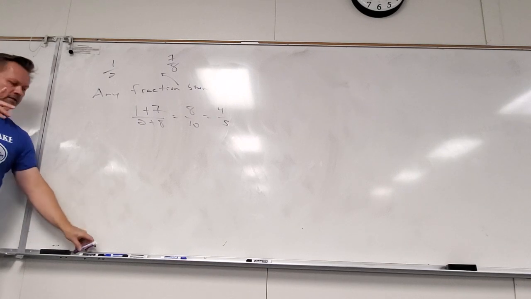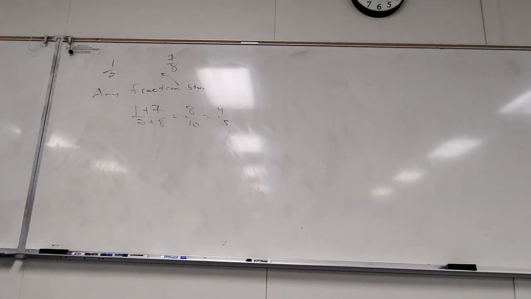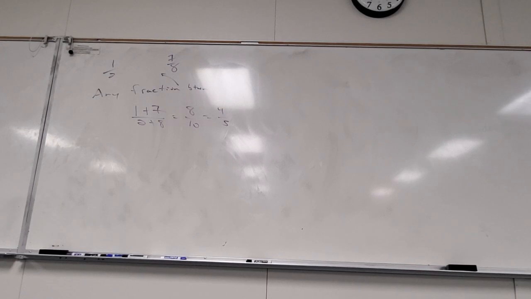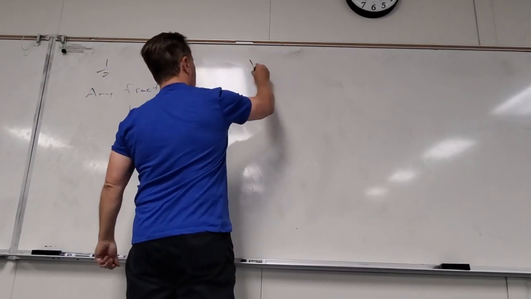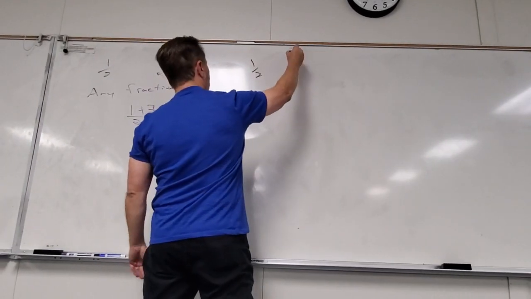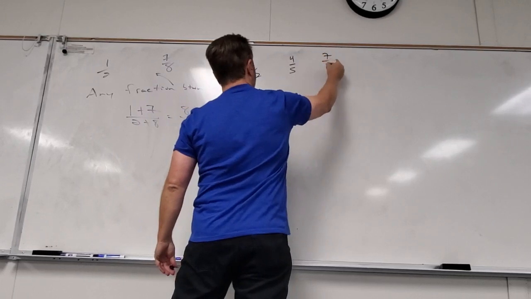Real quick, can you show me that 4/5 is between 1/2 and 7/8? Can you guys come up with a way to show that? What does it mean if it's between? That means that 1/2 is how related to 4/5, is how related to 7/8.